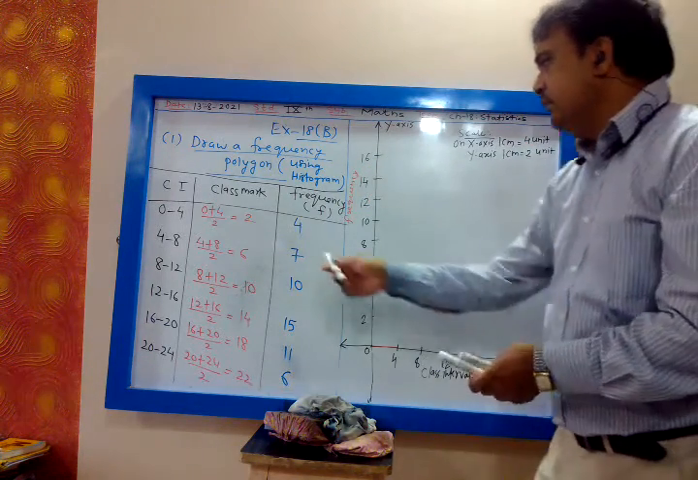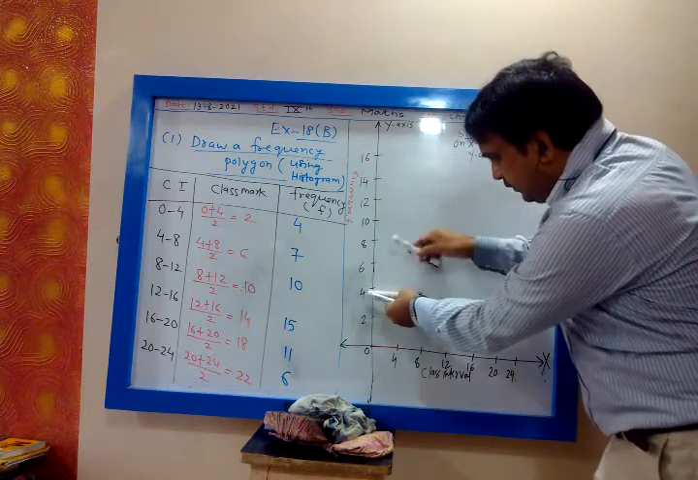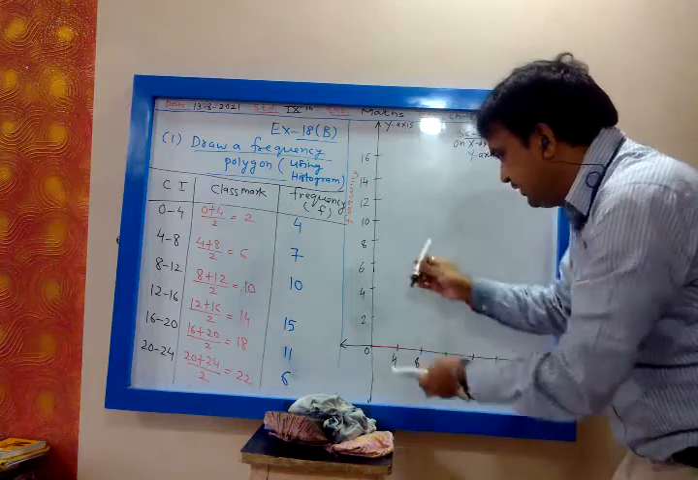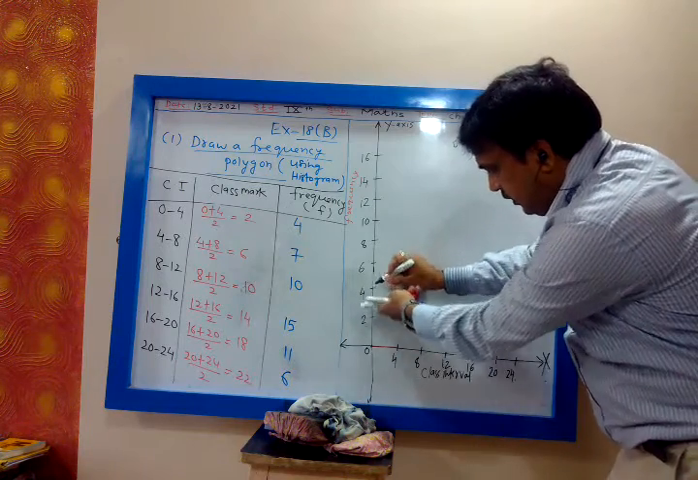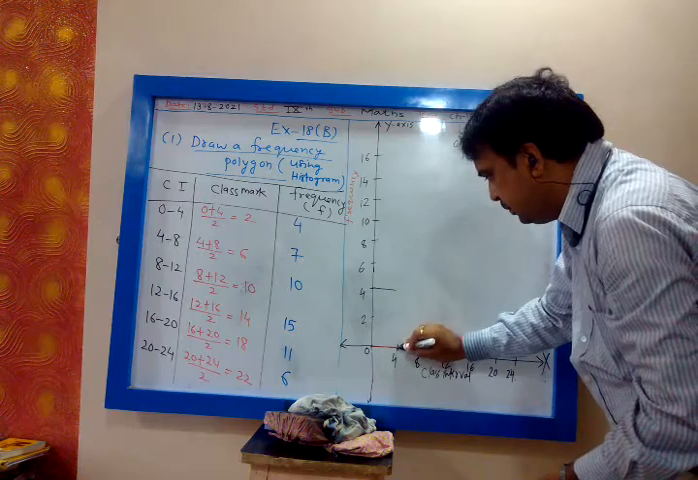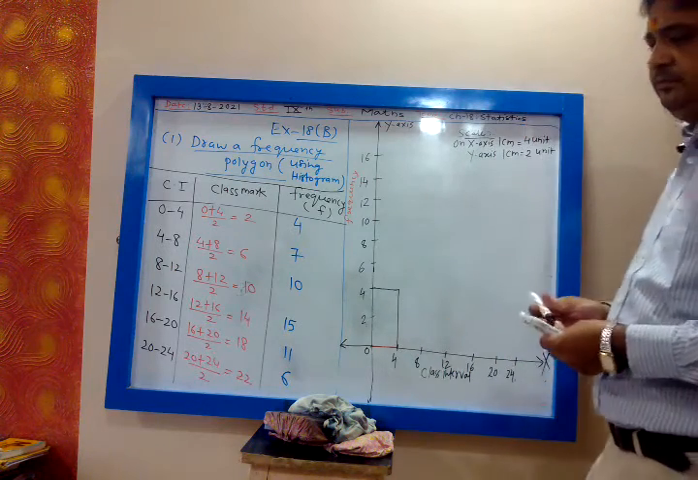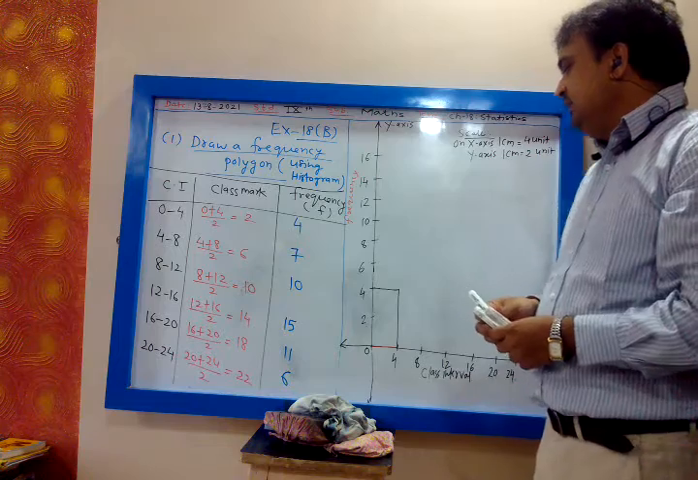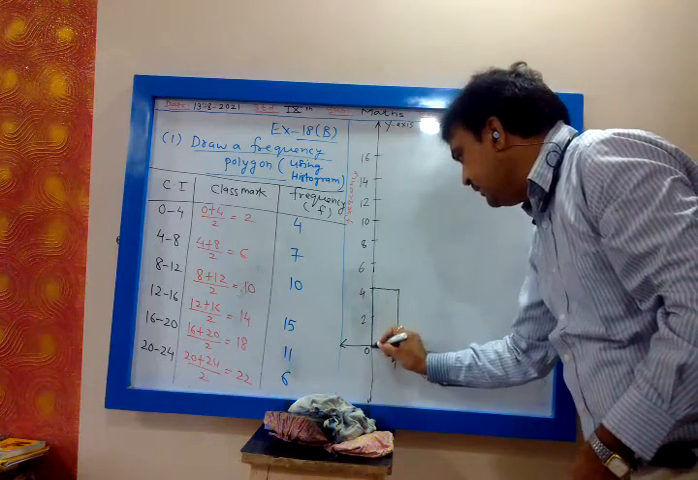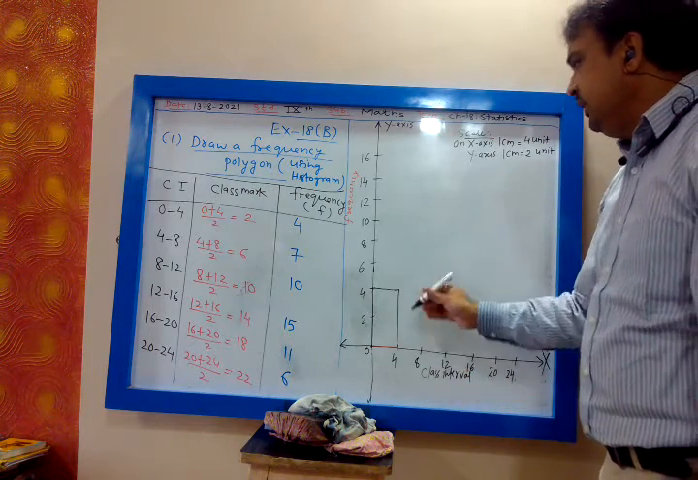Then for 0 to 4, the frequency is 4. Where is 4? 4 is there. So you keep the scale horizontally, draw this, and then 0 to 4. You join this. Then next, 4 to 8, the frequency is 7.